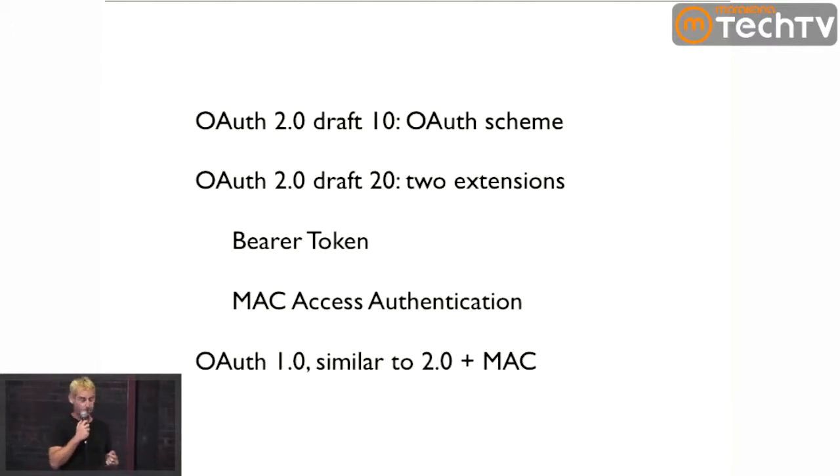OAuth 1.0 is very similar to OAuth 2.0, but only implements the MAC access authentication. That makes it a bit more complicated, which is why, if you ever looked at an OAuth 1.0 client library, it's pretty big, because it has to handle the GET request, the POST request, and do all the encryption and signing and all that stuff.